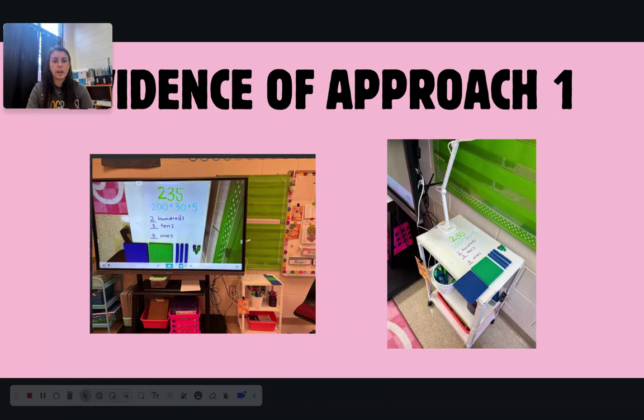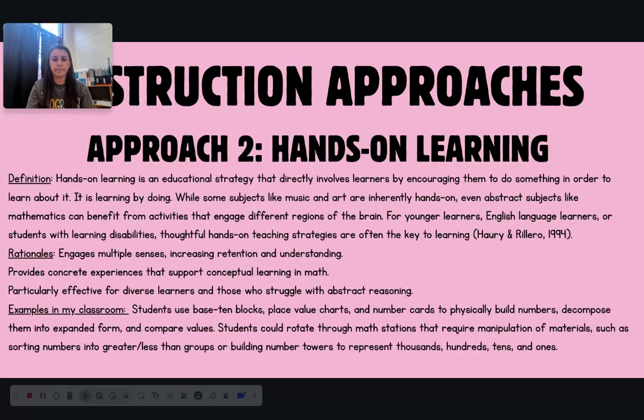So here's what I was talking about, the evidence of approach 1. I did this whole group while my students were sitting on the carpet. I had the manipulatives and they took some turns and came up, and after I got done modeling it, I gave them their manipulatives. We built some numbers together, and then I had them come up on the board and build a number for the class, so it was interactive. All the students had tangible items in their hands so that they were building instead of just sitting there bored watching.